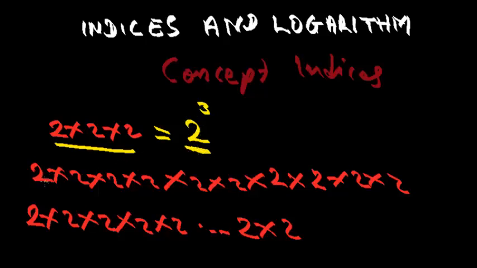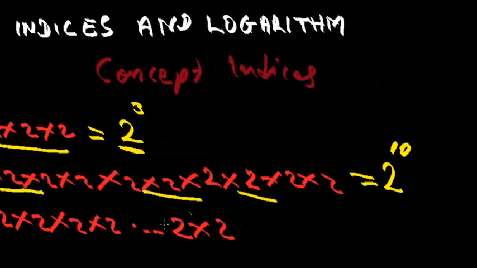Now the second one here, which is 2 multiplying itself 10 times, we can simply say that this one is 2 multiplying itself 10 times. So we write the 10 as an exponent like this, meaning that 2 is multiplying itself 10 times. Then here we have 2 multiplying itself 100 times. So we write 2, then multiply itself 100 times like this.